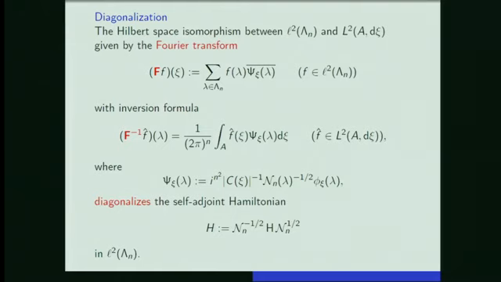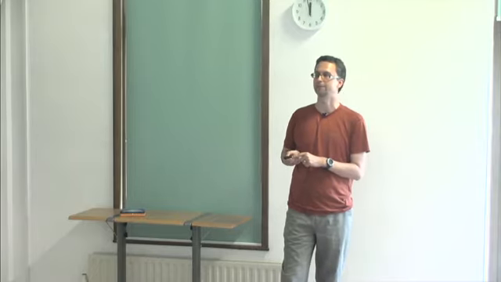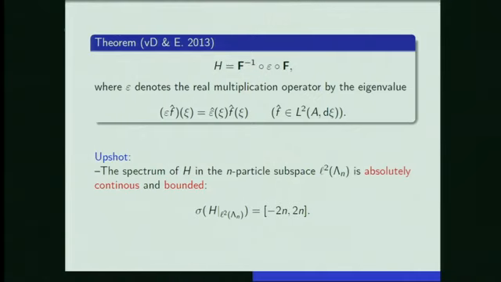So it means I apply a gauge transformation to my n particle Hamiltonian. And then summarizing everything, we get the following theorem, namely that the n particle Hamiltonian is unitarily equivalent to the following multiplication operator, just the multiplication by the eigenvalue.